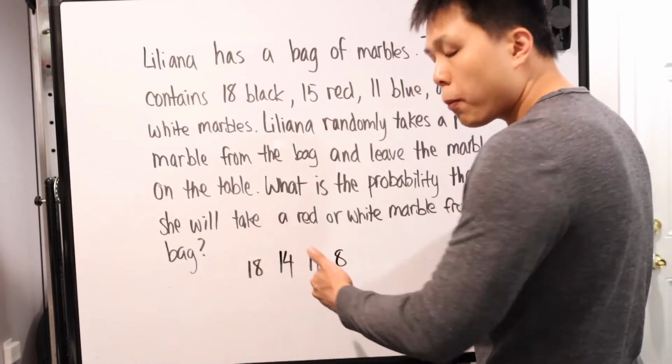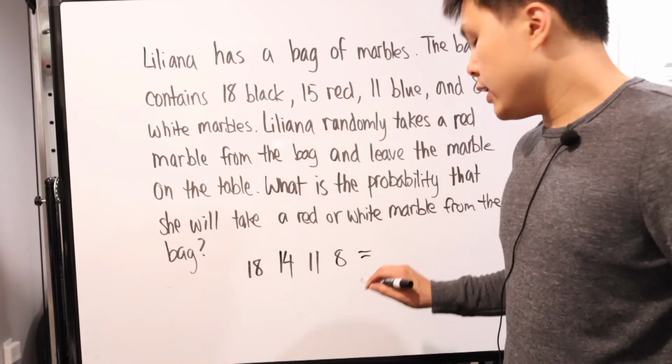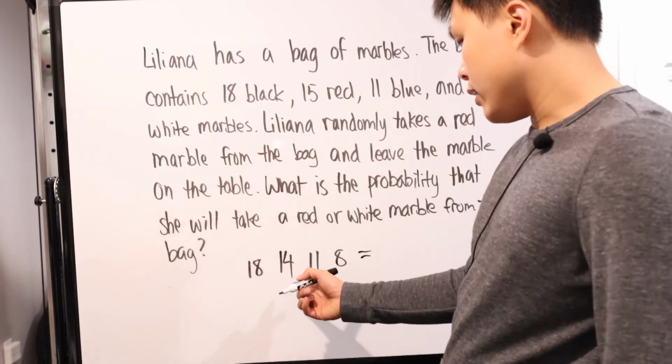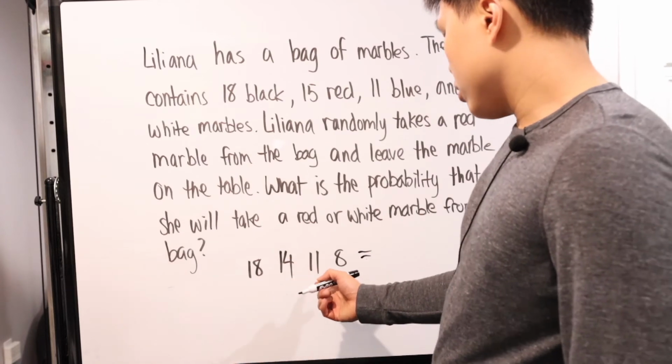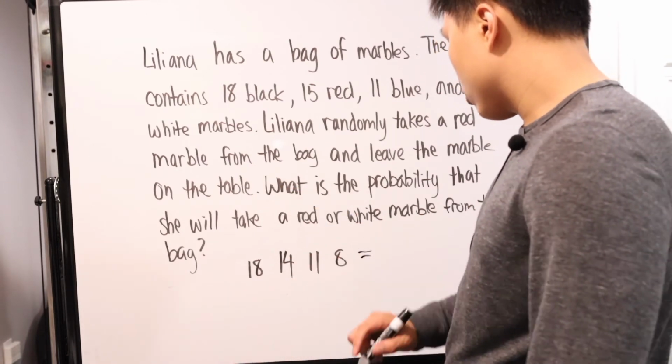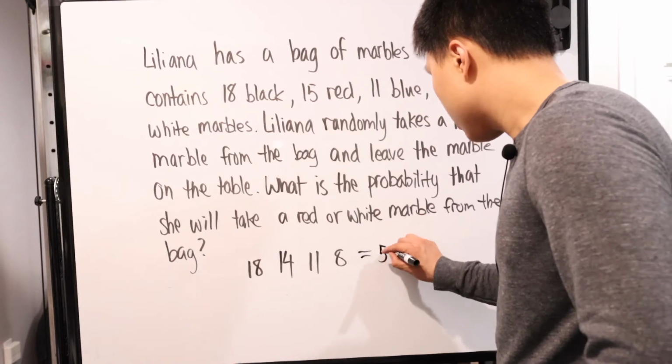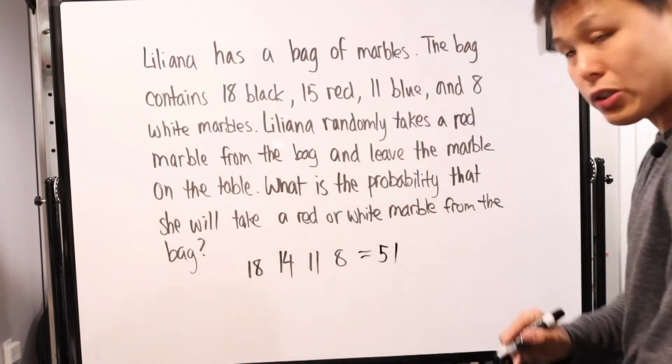So this is the total population inside the bag. You just have to add these together. What is that? That's 32. 32, that's 43. 43 plus 8 is going to be 51. So there's 51 total marbles in that bag.